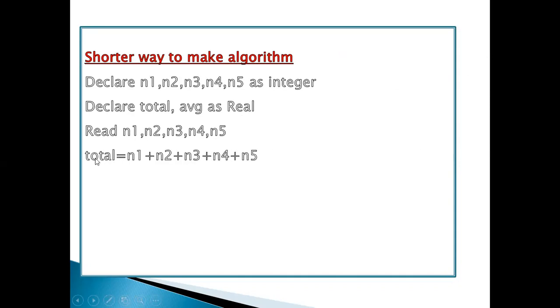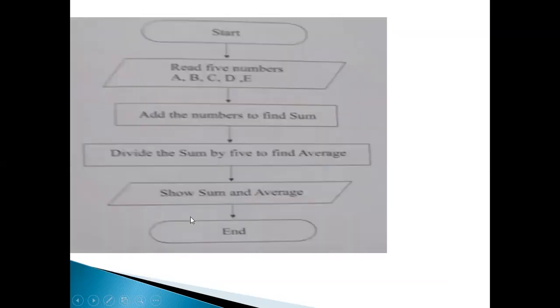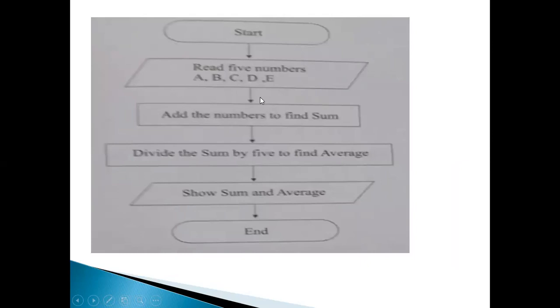Then you can write the formula for total as we have discussed. Average is equal to total over 5. And then you can print total and average. This is a pseudocode. Now see, this is a flowchart as I have shown you.